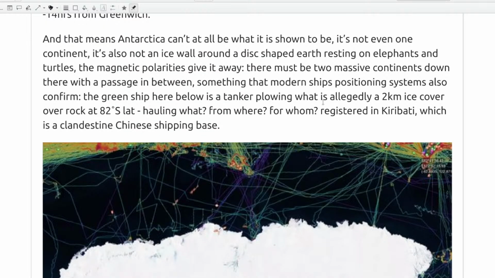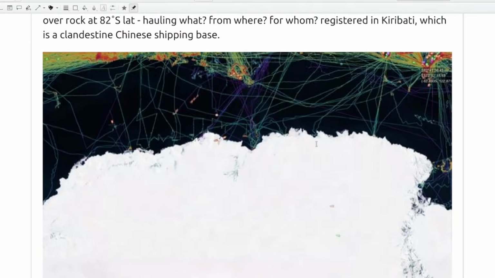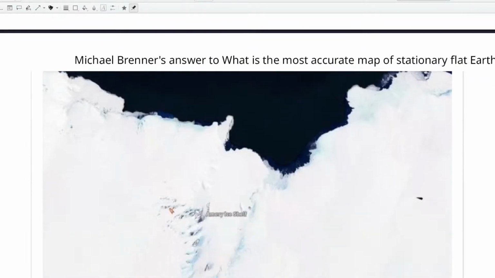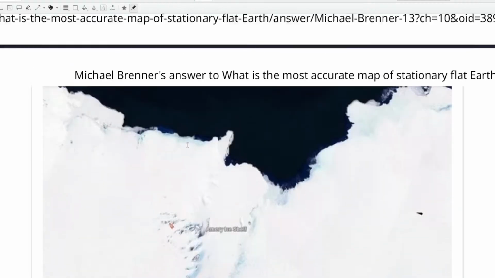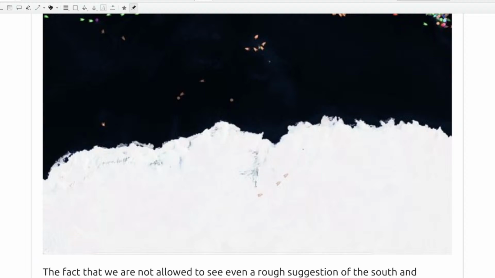below is a tanker plowing through what is allegedly a 2-kilometer ice cover over rock at 82 degrees south latitude. Hauling what? From where? For whom? Registered to a company whose owner is a clandestine Chinese shipping base. Or here, ships busy in what is photoshopped as a mountain range. And then in single file out of there.